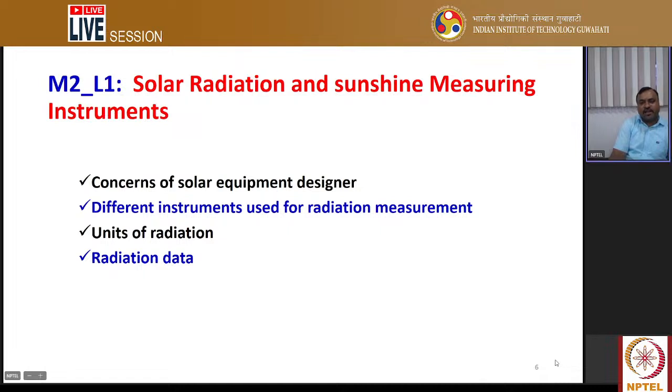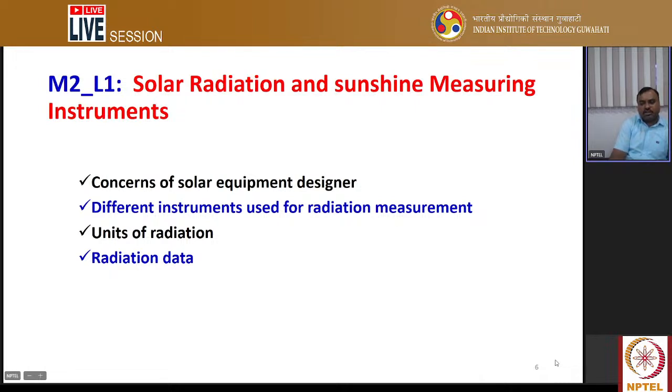Then I have to rely on correlations, which are developed for estimation of global radiation and diffuse radiation on a daily basis or maybe an hourly basis. That's how these correlations have evolved to estimate the radiation falling on a particular location. Also, we must know the instruments to be used for radiation measurement.